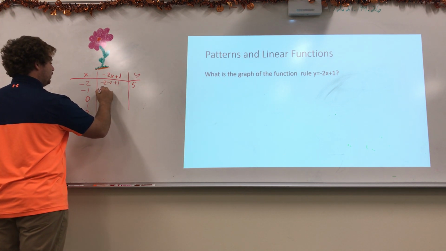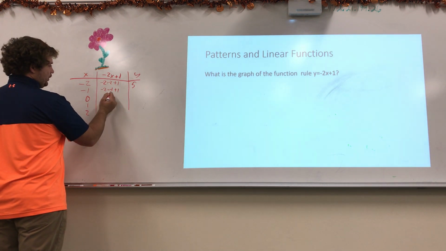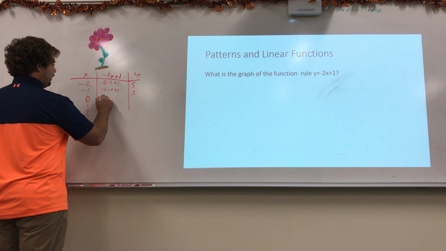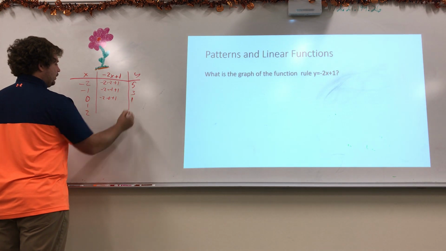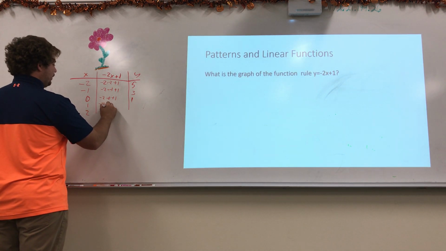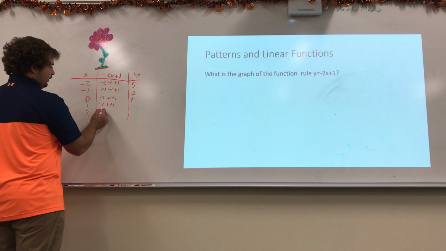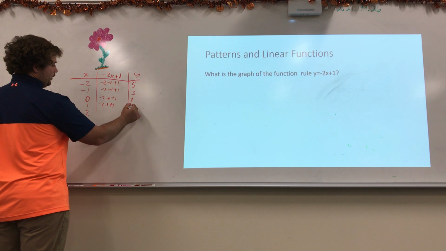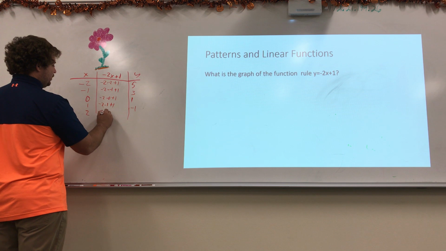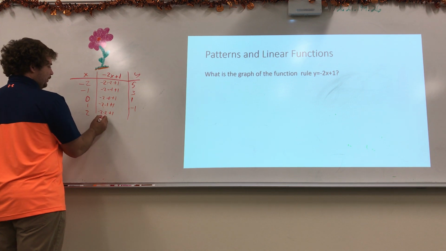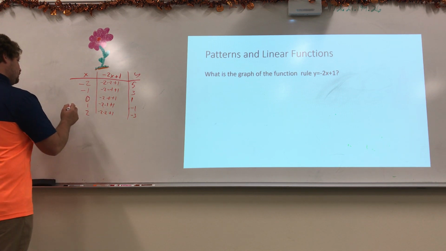I put in -2 times -1 plus 1. That's going to give me 2, so that's going to be 3. -2 times 0 plus 1 is going to give me 1. -2 times 1 plus 1, well, -2, so it should give me -1. -2 times 2 plus 1 is going to give me -4, so -3. So my ordered pairs are -2, 5.